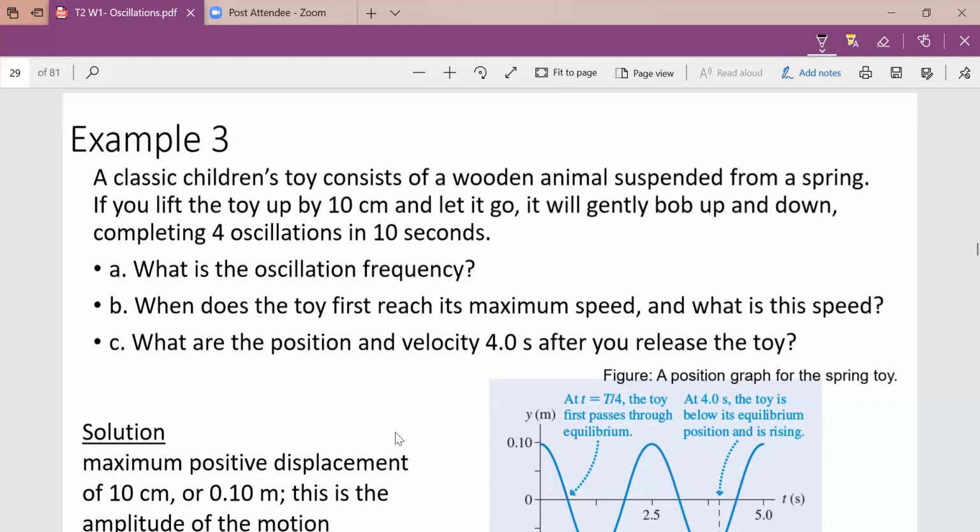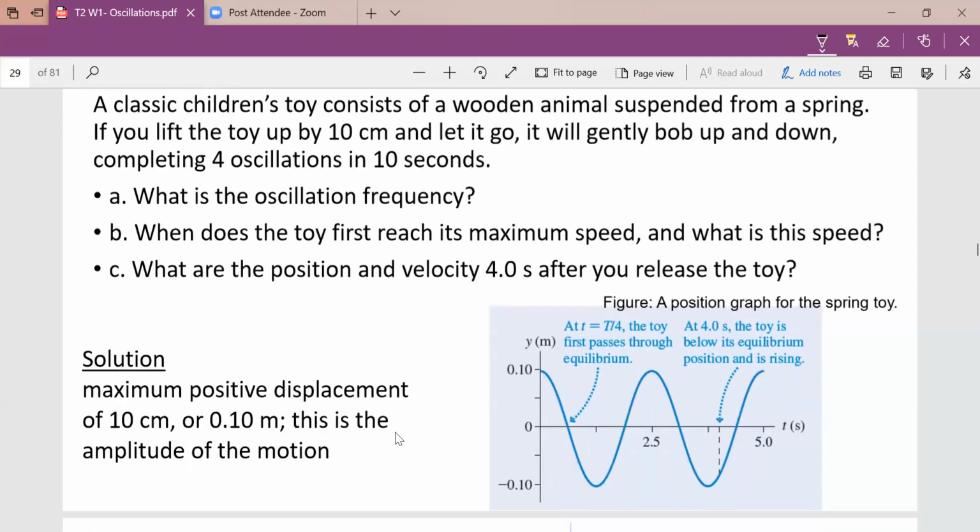And what is this speed? What are the position and velocity at 4 seconds after you release the toy?